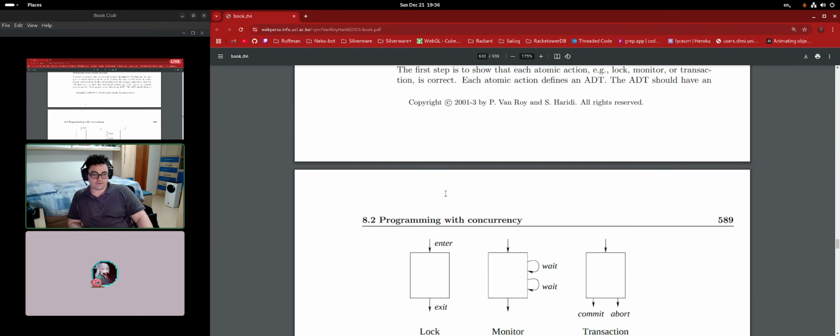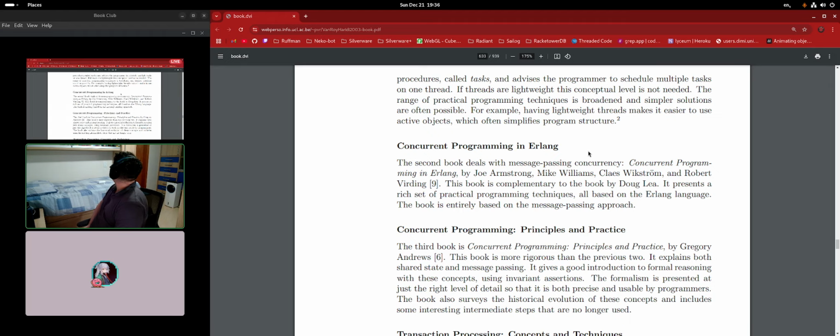I vote for Concurrent Erlang. I think this is the one that I have. Wow, it's by Joe Armstrong, so it's probably good. Oh no, it's not. I don't have Concurrent Programming in Erlang. I have Designing for Scalability with Erlang. Well, anyway, so we have Concurrent Programming in Erlang, Concurrent Programming in Java: Principles and Practice, and Transaction Processing: Concepts and Techniques. Okay, and then finally, wow, this was really fast, 23 minutes.